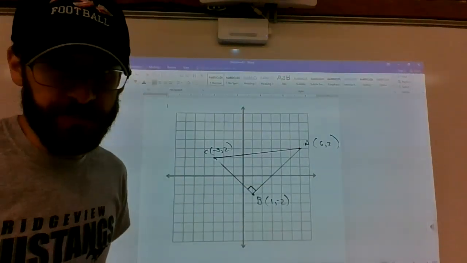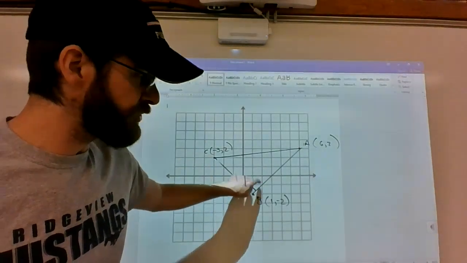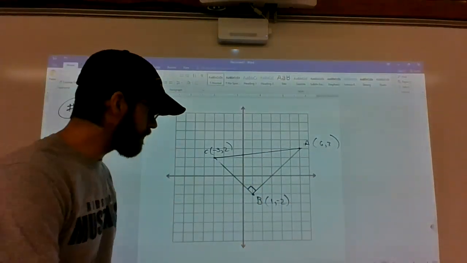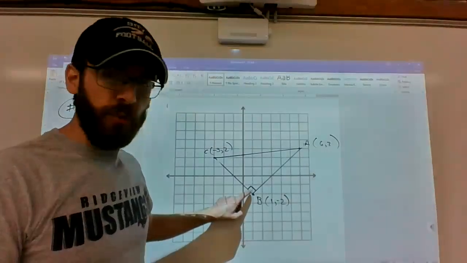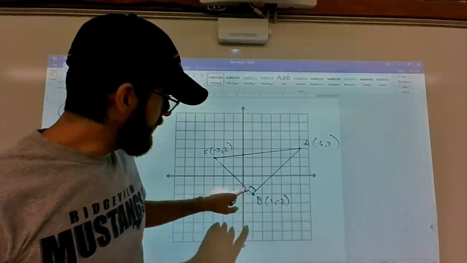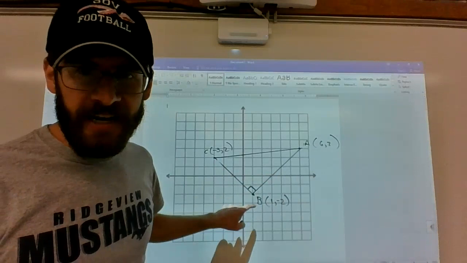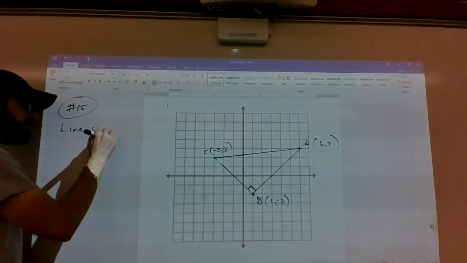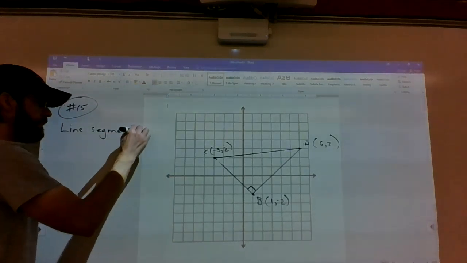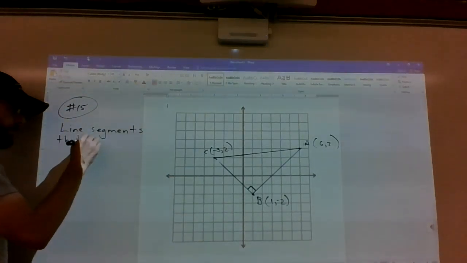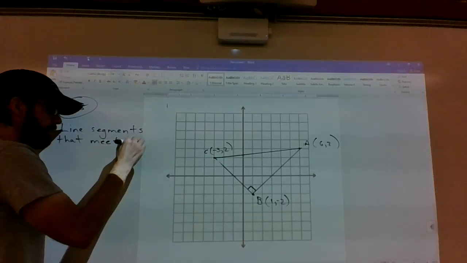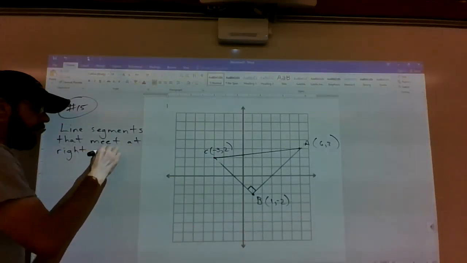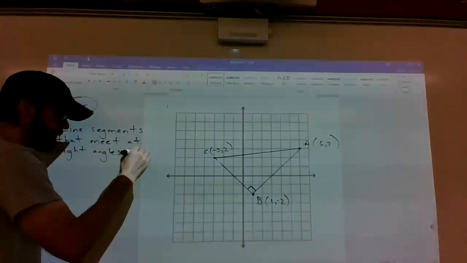By the way, the vertex just basically means a point on the triangle where two line segments meet. So if you'll recall from previous math classes, line segments that meet at right angles are said to be perpendicular.